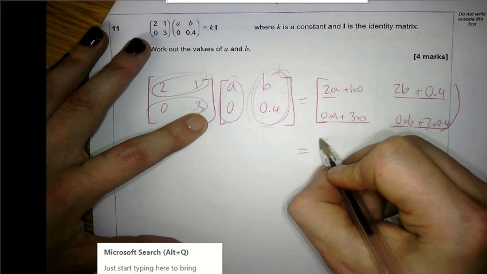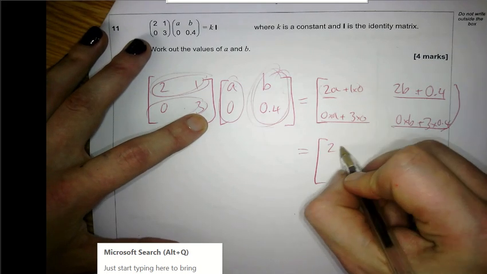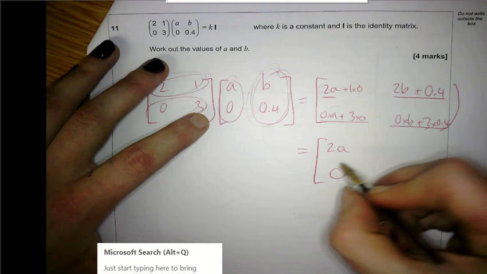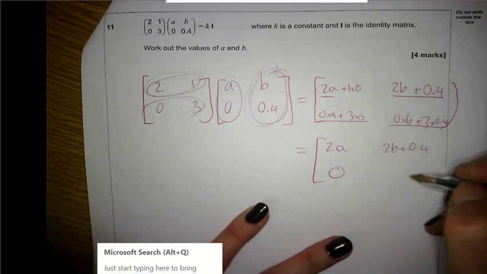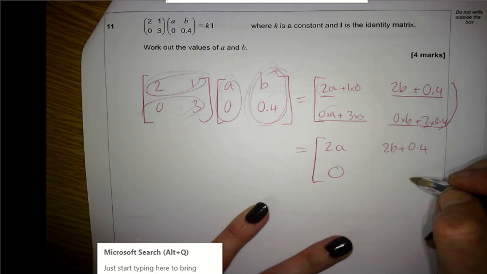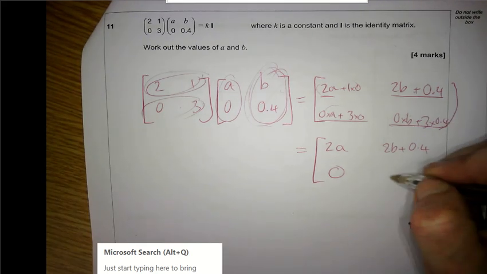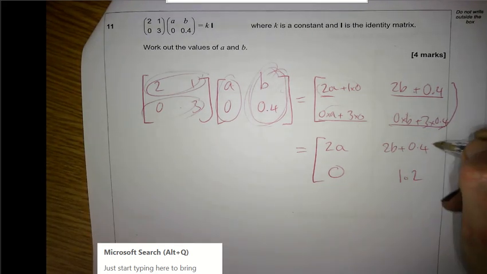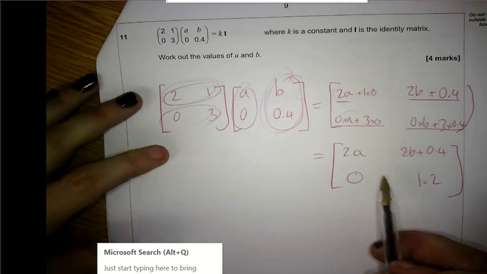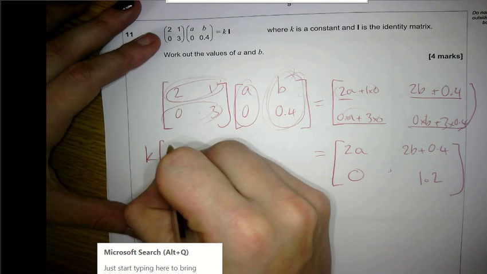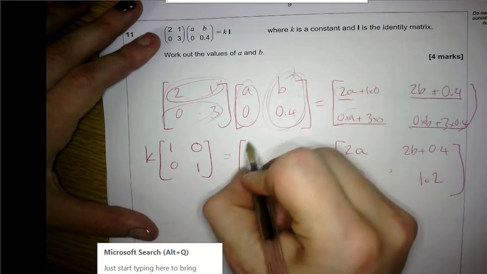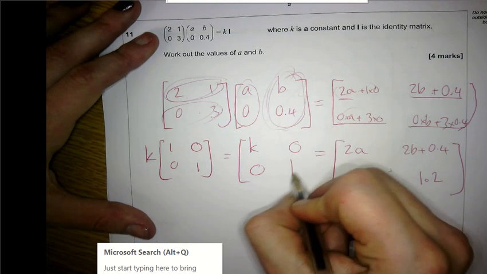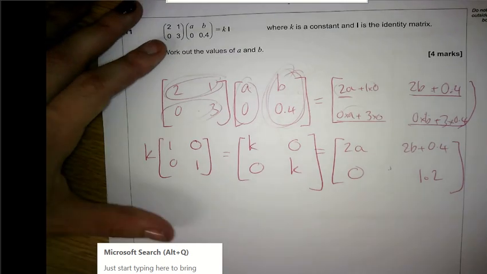Let's work out what this is. So my top left is going to be 2a. This is 0 plus 0 is 0. 2b plus 0.4, and then 0b plus 3 times 0.4 is 1.2. Okay, I know that this is equal to k lots of the identity matrix. K lots of the identity matrix 1, 0, 0, 1. So that is going to be k, 0, 0, k.